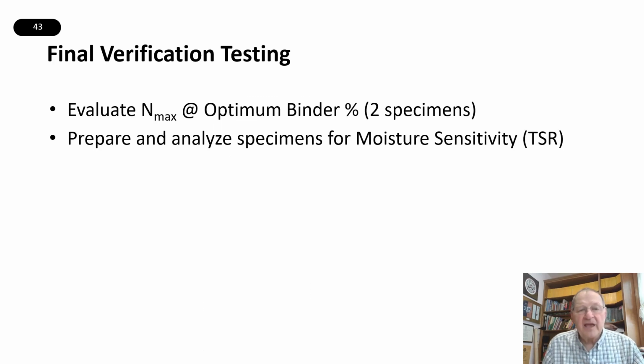Now, we're not quite done yet. There are 2 more things that we need to do. The first one is that there is something called N-max. We design the mixture at N design. N-max is a higher number of gyrations. So at the 5.9%, which is our estimated optimum binder content, we need to prepare 2 specimens and gyrate them to N-max. Also, we need to evaluate this mixture for moisture sensitivity, for tensile strength ratio, TSR.